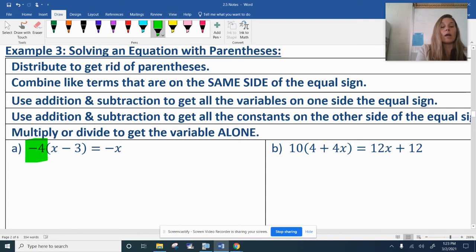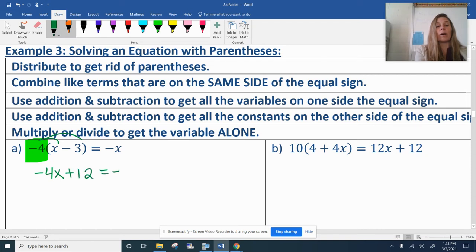So remember that the number in front of the parentheses as well as the sign that's in front of it are getting distributed together. So in this case, it's a negative 4 that we're distributing. So negative 4 times x is negative 4x, and then a negative 4 times negative 3 would give me that positive 12. And then now we're back to where we were on the last page, trying to get all of our x's on one side.